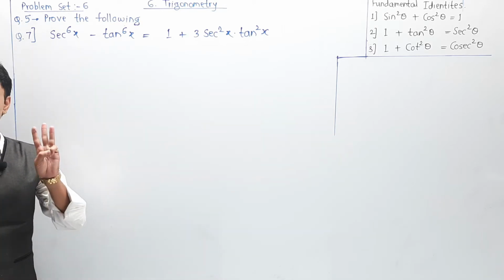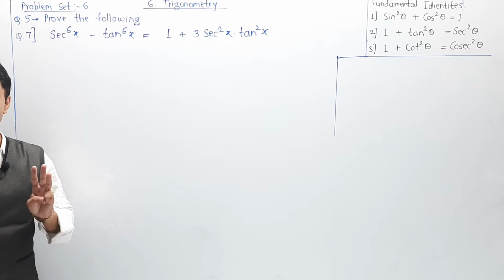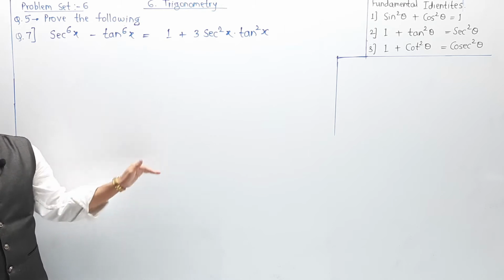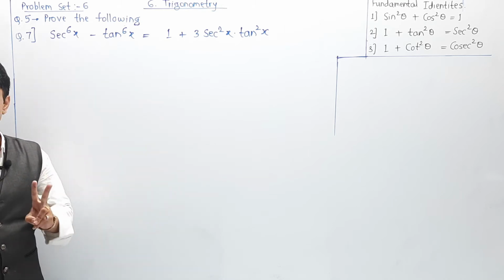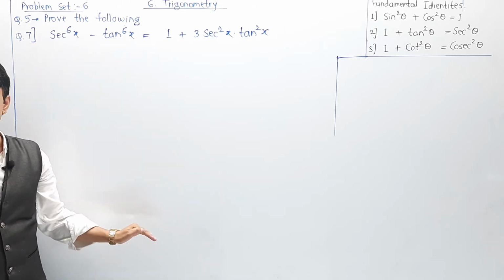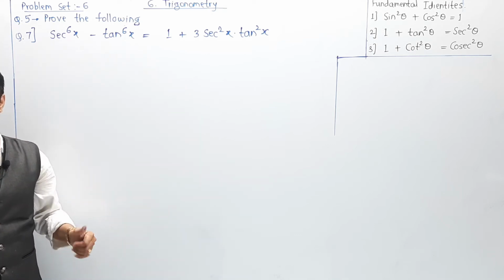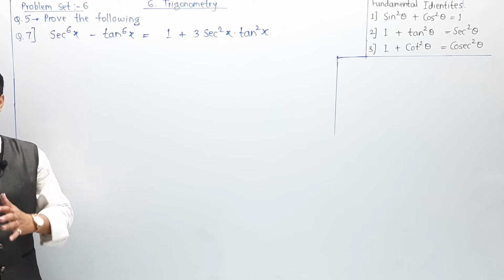I can solve this numerical by 3 different methods. First, we can solve this numerical in 5 steps. Second, we can solve the same numerical in 7 steps. And third, we can solve the same numerical in 9 steps. As it is the first part, I am going to solve it in the minimum steps.